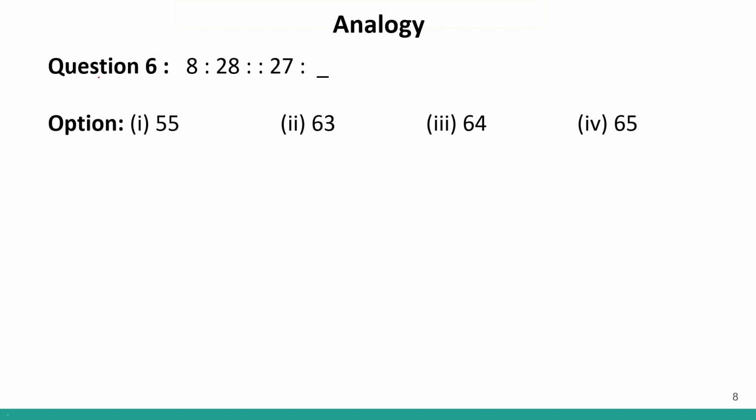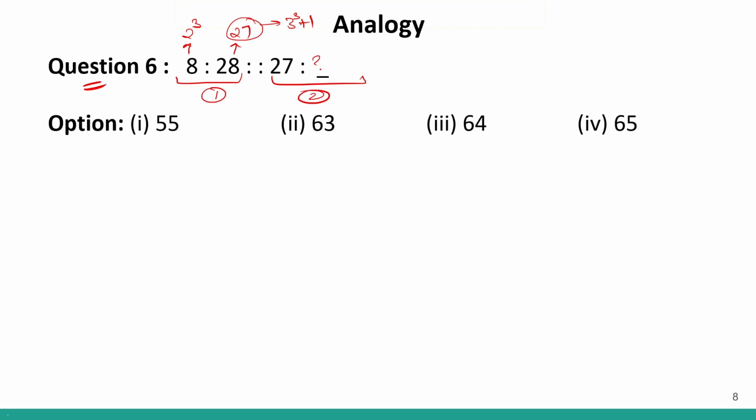Moving on to question number 6. Question number 6, we have 8, 28, 27 and we have to find the missing term. So these are the first pair, and we have to find the missing term in the second pair. So between 8 and 28, what is the relationship between 8 and 28? Now 8 I can see is basically 2 cube, right? And 28 is very close to, I can say, 27. And 27 is 3 cube plus 1.